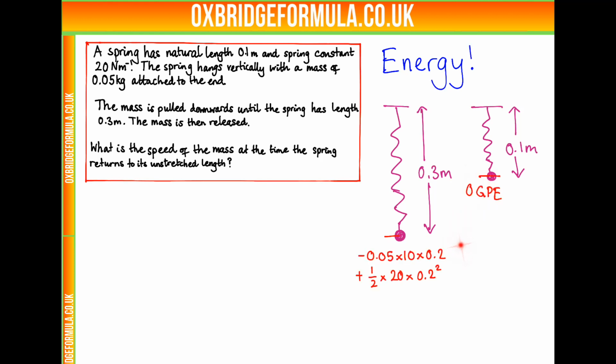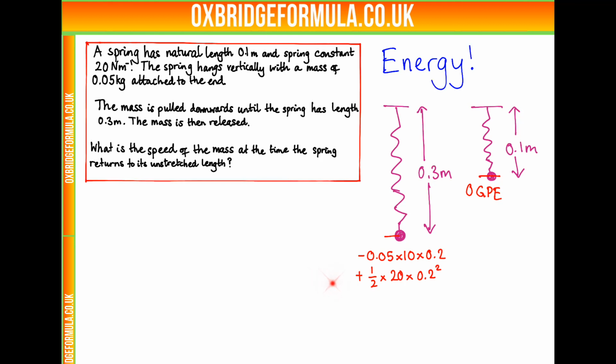So the energies will be minus 0.05 times 10 times 0.2, so a negative GPE, and then half times 20 times 0.2, the extension, squared, and then 0 GPE here, but some kinetic energy. The kinetic energy when it gets to here must come from the initial energy when it was at the bottom, the 0.3 meters.